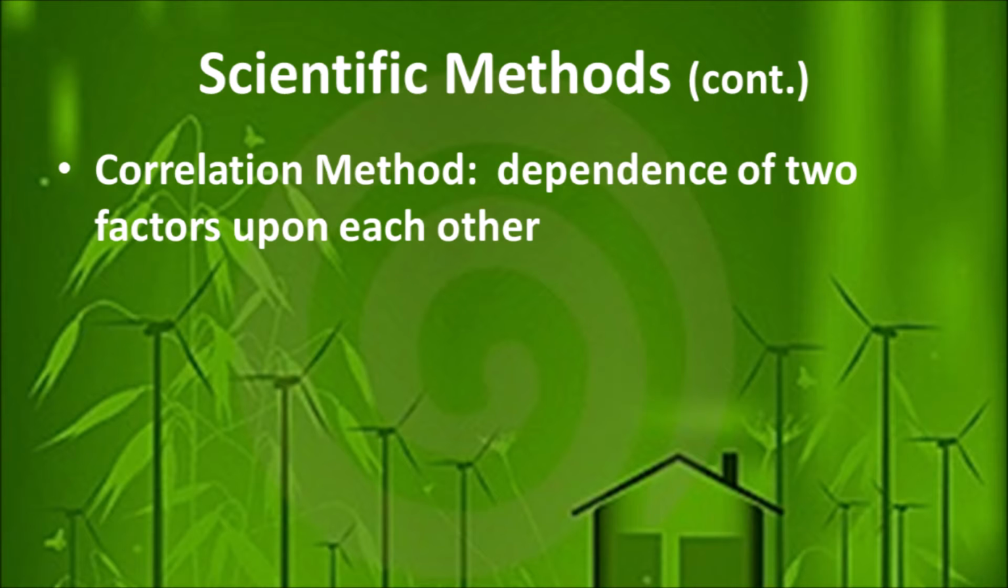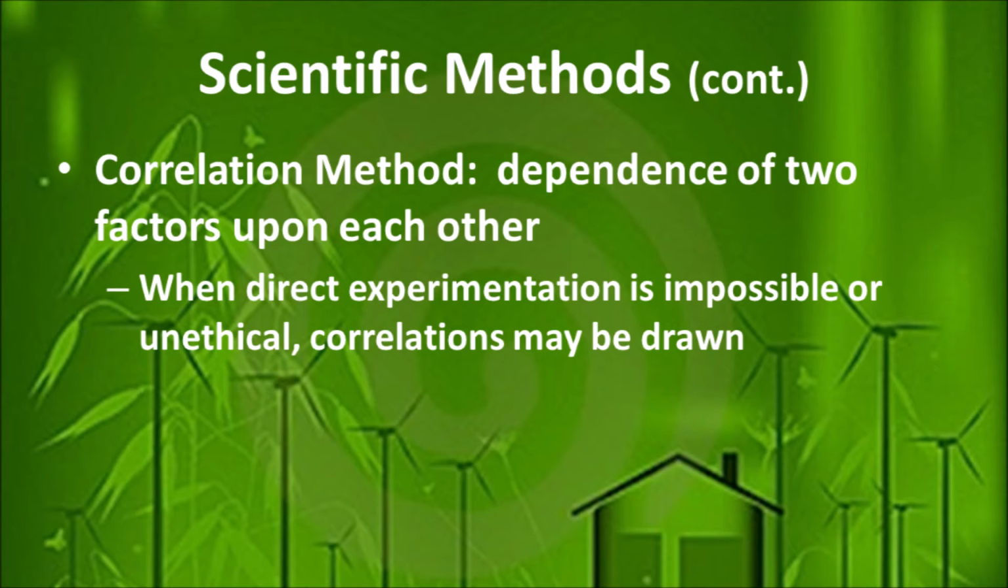Today we're going to look at the scientific method a little bit further, looking at correlations. So let's take a look at the correlation method. The correlation is dependence of two factors upon each other. There are several downsides to the scientific method, and there are very big limitations. For instance, we cannot determine past events. So we don't know why a certain event occurred in the past, and there's really no way to test it because it happened in the past.